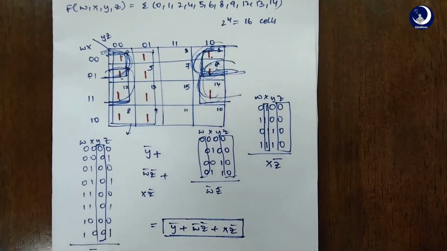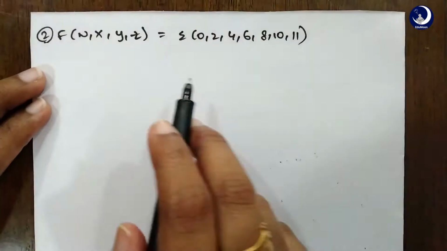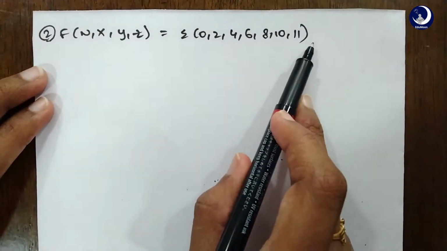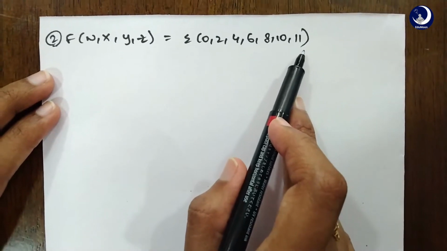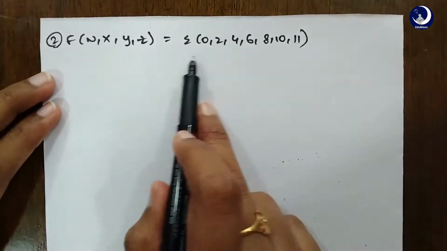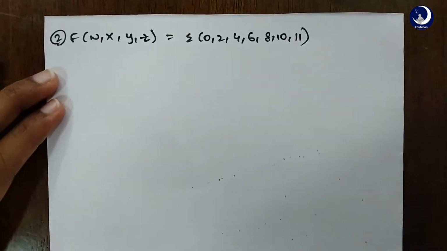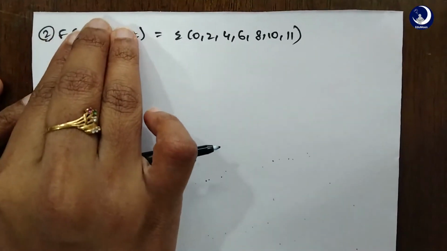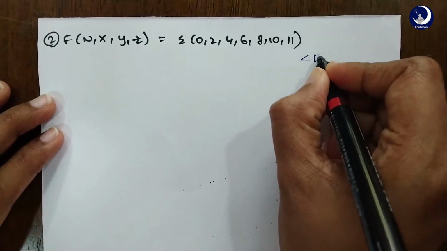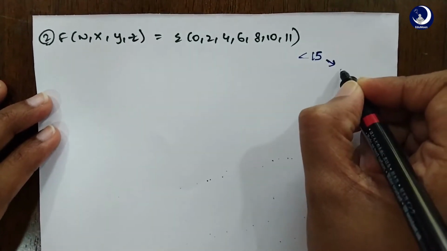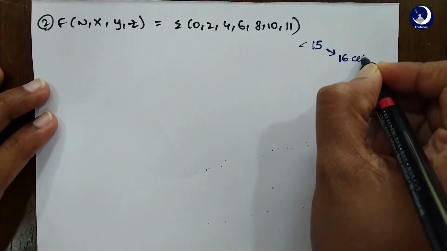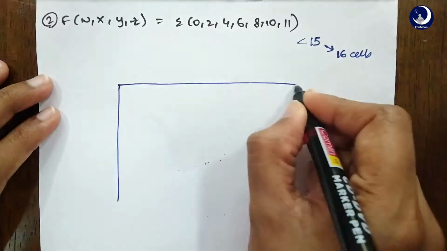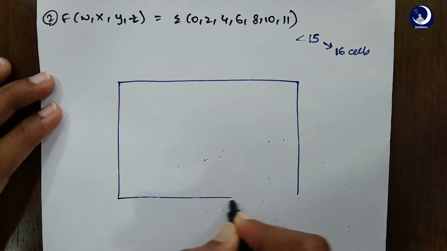Now let's look at the second example. So now we have sigma 0, 2, 4, 6, 8, 10 and 11. Now you might be getting a question like how many cells we require. It is 16 because we have 4 different variables. If these variables are not given, we have these digits to be less than 15. So we will be considering 16 cells as a 4 variable map. So okay, now let's start drawing the 4 by 4, 16 square box.